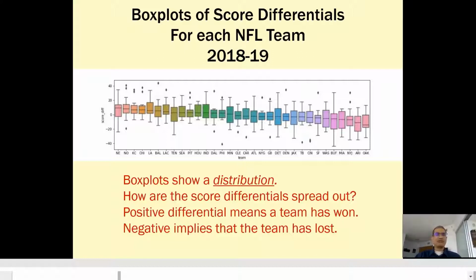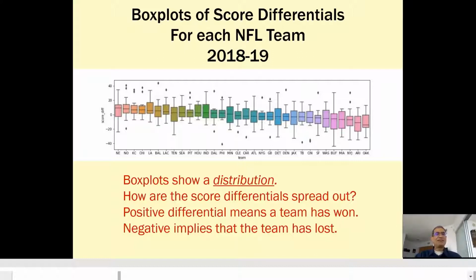Now, several things to keep in mind about a box plot. A box plot shows a distribution. In this case, I want to show the distribution of each team's score differentials. Score differential is nothing but the team score minus how many points its opponent scored. So if the score differential is positive, that means the team has won that game. And if it's negative, that means our team, the team of interest, has lost a game.